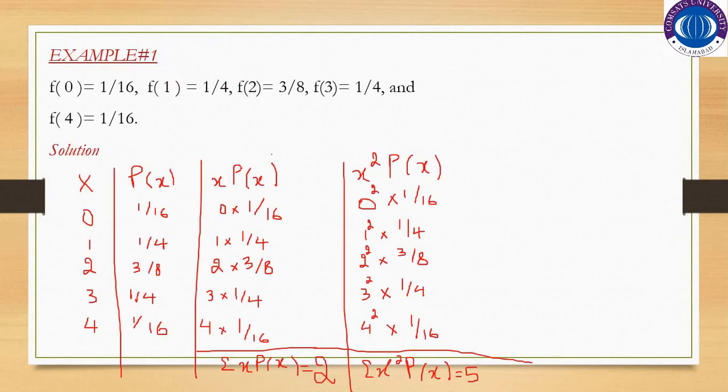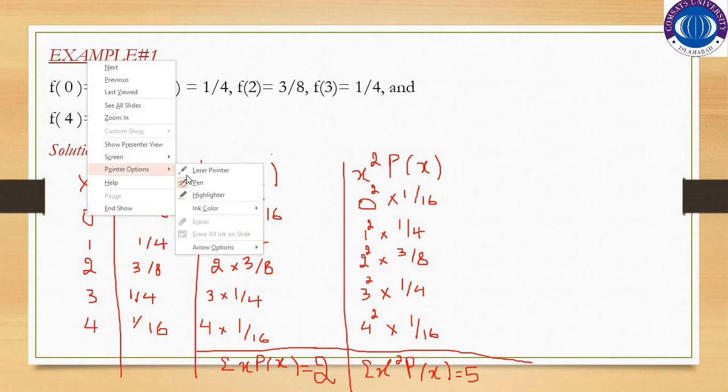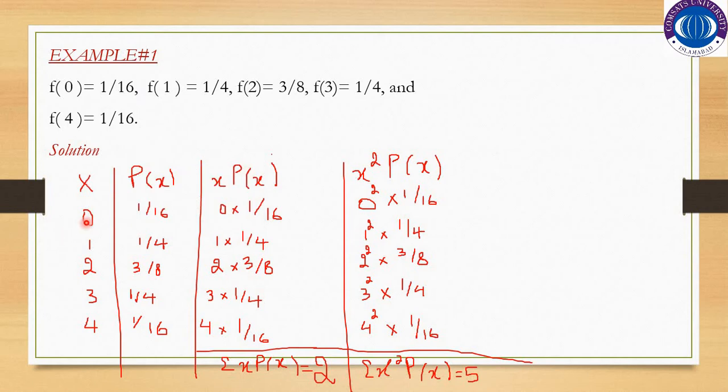So we have to generate the column x into P of x. Here x is 0, and P of x is 1 by 16. So x into P of x is 0 into 1 by 16. Here x is 1 and P of x is 1 by 4. So x into P of x is 1 into 1 by 4. Similarly, you can generate the whole column.